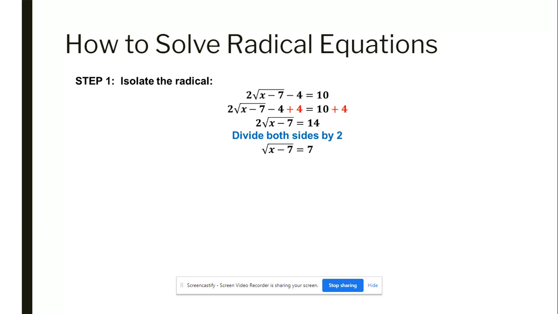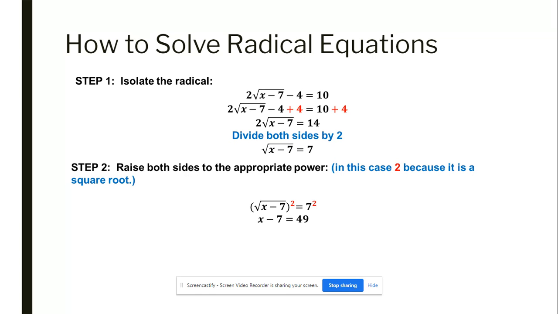The first step is to isolate the radical. In other words, we want the radical expression all by itself, not even a negative sign, nothing outside of the radical on one side of the equation. So we're going to add 4 to both sides and then divide both sides by 2. And we end up with the square root of x minus 7 is equal to 7.